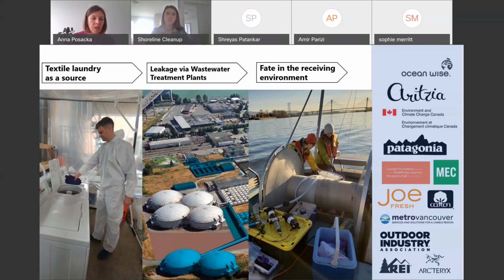mitigate the issue. So the three core elements investigated under the initiative are experiments to better understand to what extent our textile laundry contributes plastic fibers to gray water, to what extent these microfibers are passing or leaking through our wastewater treatment facilities, and how can we best identify them and track them back to their source once they make their way into the environment.